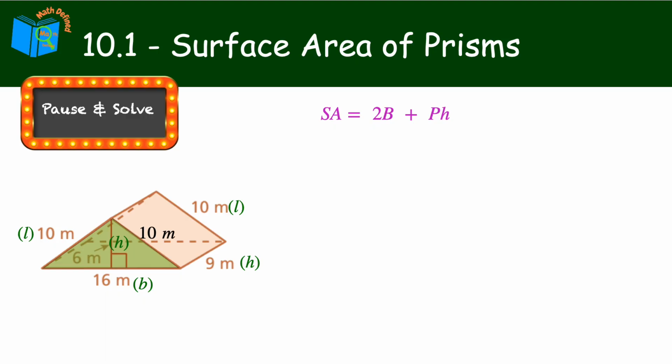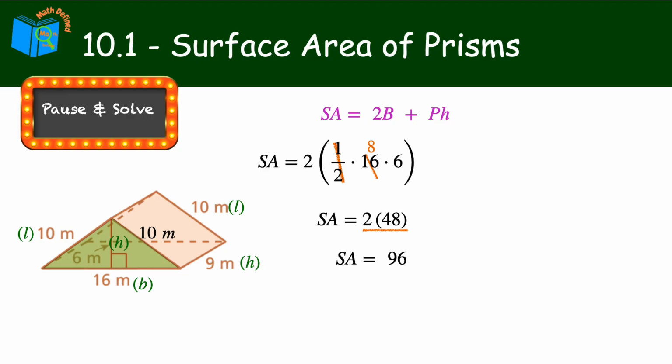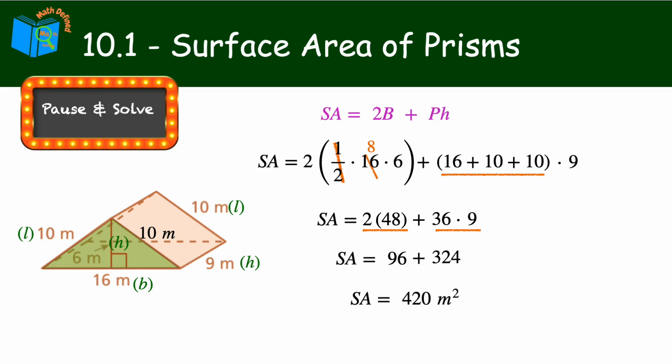The base is a triangle, so we use 1/2 times the base times the height. We'll simplify the fraction 1/2 with 16 first, and then multiply to get 48. And then we double it because there are 2 bases. 2 times 48 is 96. Now we'll find the perimeter of the triangular base and multiply by the height of the prism to get 324. When we add everything together, we get a total surface area of 420 meters squared.